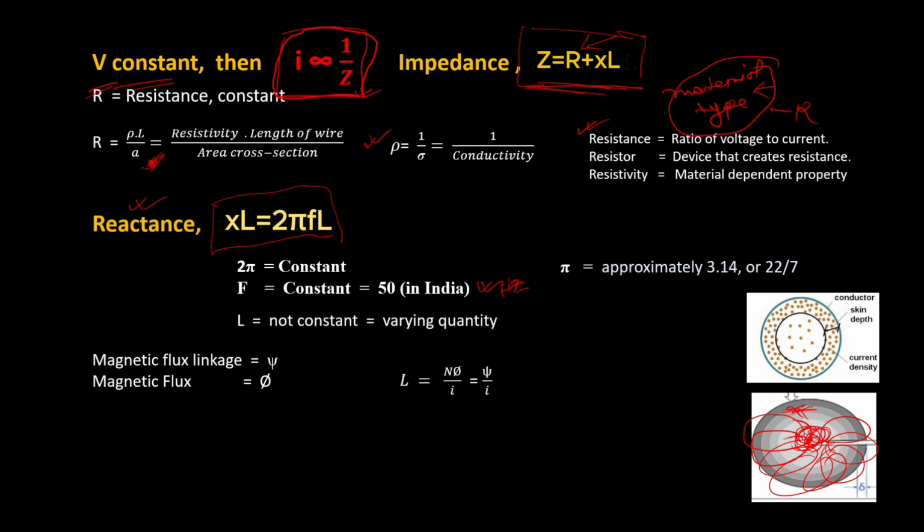The relation of magnetic flux linkage and magnetic flux with L is L is equal to n phi by I, which we can also write as psi by I. So we can say flux is directly proportional to inductance, meaning this L. Flux is directly proportional to inductance.